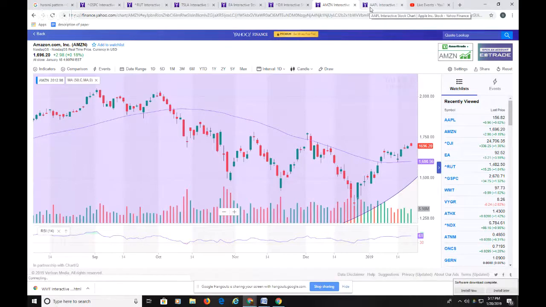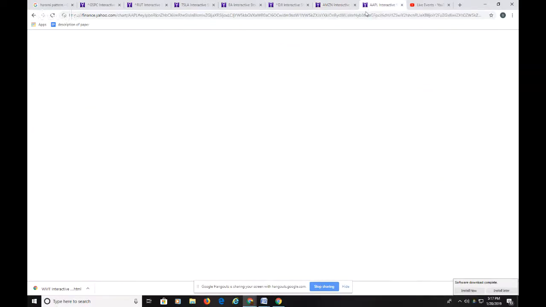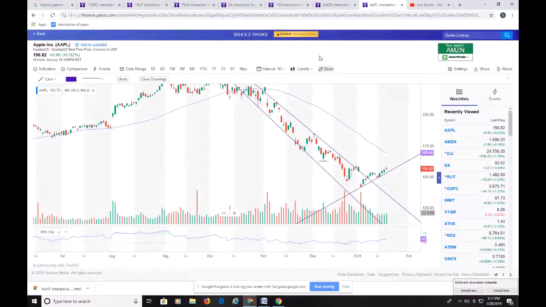Okay, Apple. Now we're getting into the new material. We talked about single red candles, single green candles as reversal indicators. We talked about haramis as reversal indicators. We talked about engulfing patterns as reversal indicators. In fact, everything we talked about was reversal indicators. And now we're going to look at drawing a trend line.